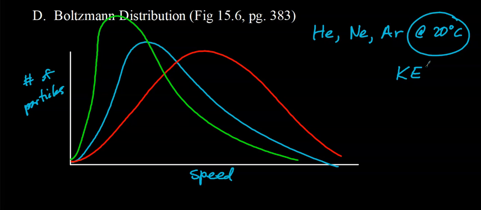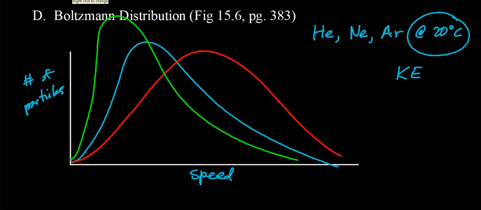Well, what is different about helium, neon, and argon? They have different masses. So as we talked about a couple lessons ago, if you have different substances that have different masses, they will have different velocities if they have the same amount of kinetic energy. Do you remember the relationship between mass and velocity? If so, let's label these curves.